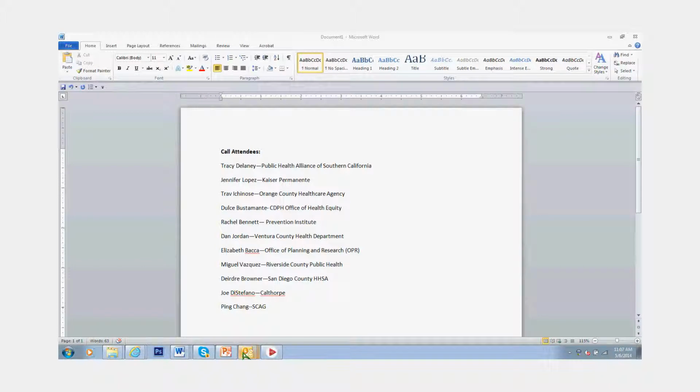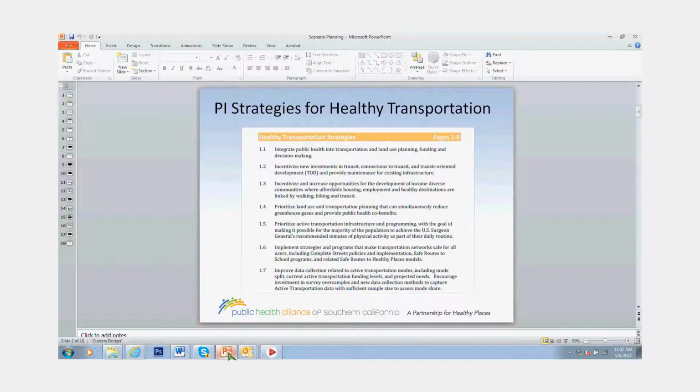So this is a really exciting topic for us today. We're going to be talking about the Urban Footprint tool. And this, I think, is a great opportunity for health to become involved in transportation and land use planning.